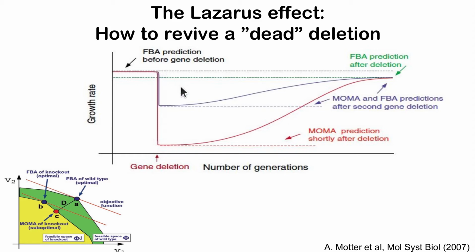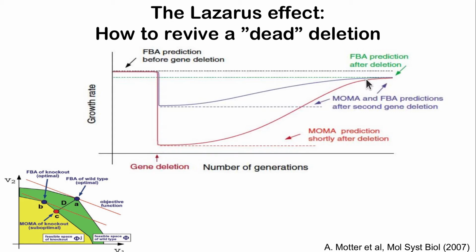Well, what we can often see is that if we do a double mutation, we're not going to do one mutation, adjust, and then do a second one. We're going to do a double mutation straight away. And if we do MoMA on that double mutant, it's actually going to have a less abrupt drop in fitness than the single mutant would have, and then, similar to the single mutant, over time it will converge to the FBA optimal solution.